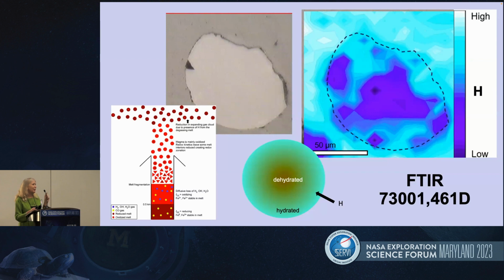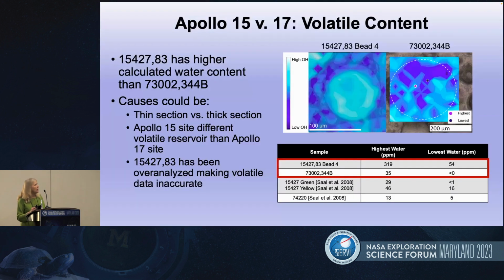So this is a different bead, 73001-461D, and now we have hydrogen going in. So as I said, lots of different permutations in these samples. And I think our hypothesis is that everything is related to where it was in this evolving cloud.